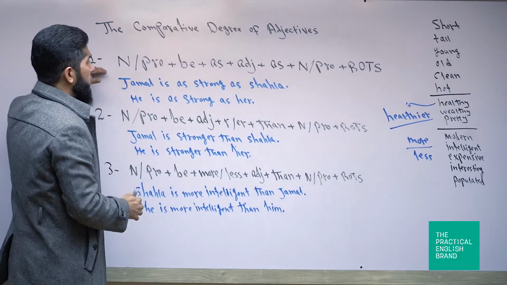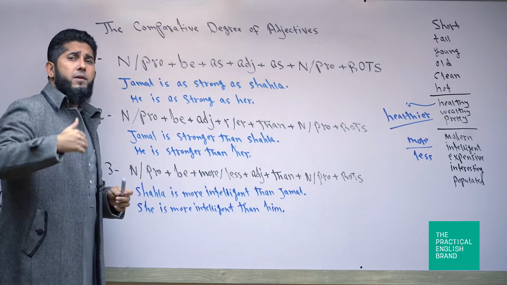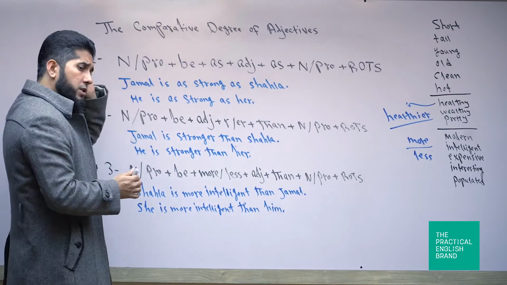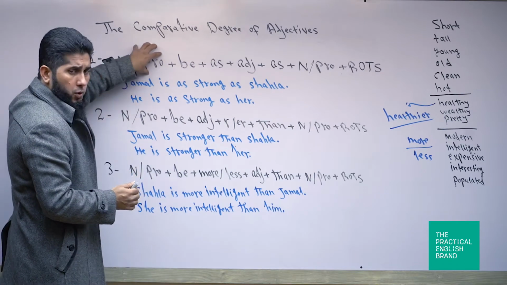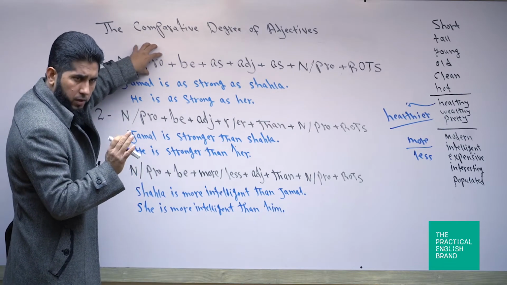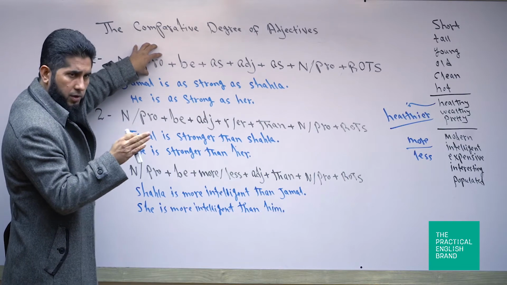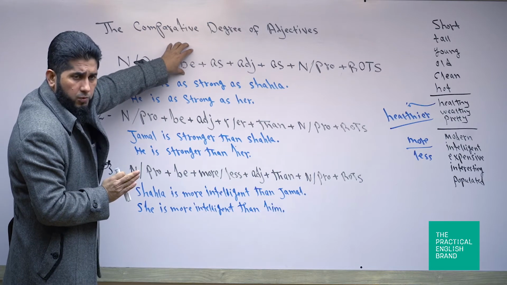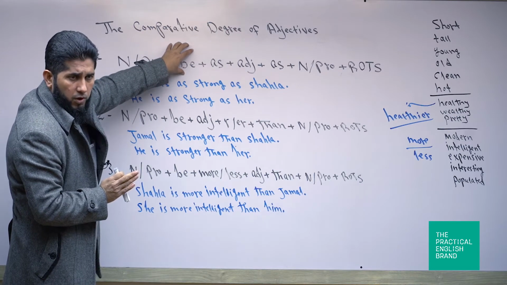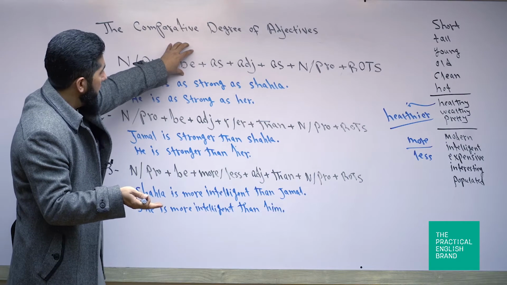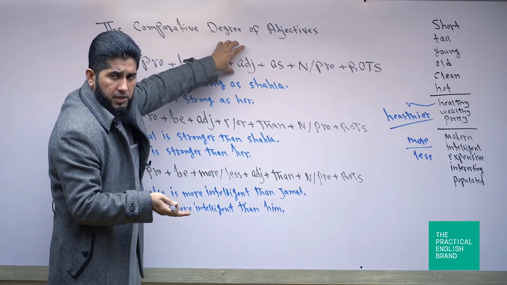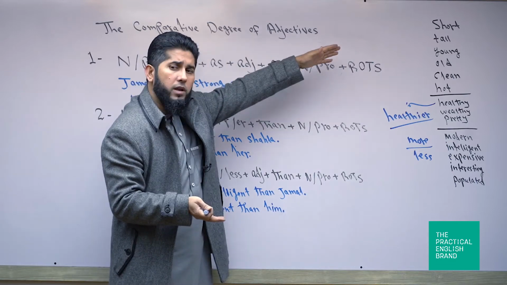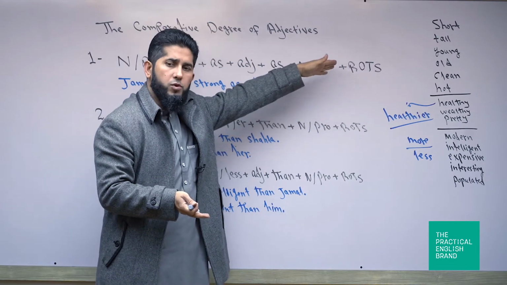So the first structure is for the comparison of equality. At the beginning, you have a noun or pronoun: Jamal or he, Kamal or he, Shahla or she. And then you need a to be verb, is, am, are, was, were, according to the tense. And after that, as, adjective, as. And then noun or pronoun, and if there is anything else, that will be the rest of the sentence.